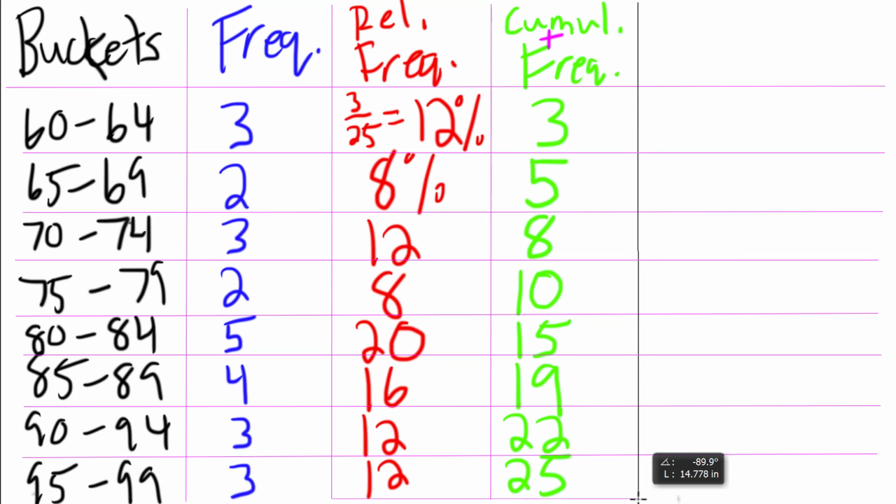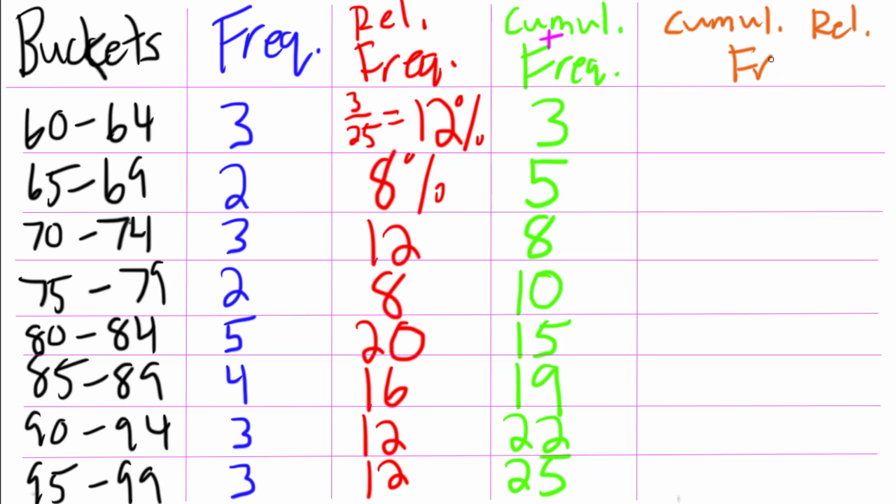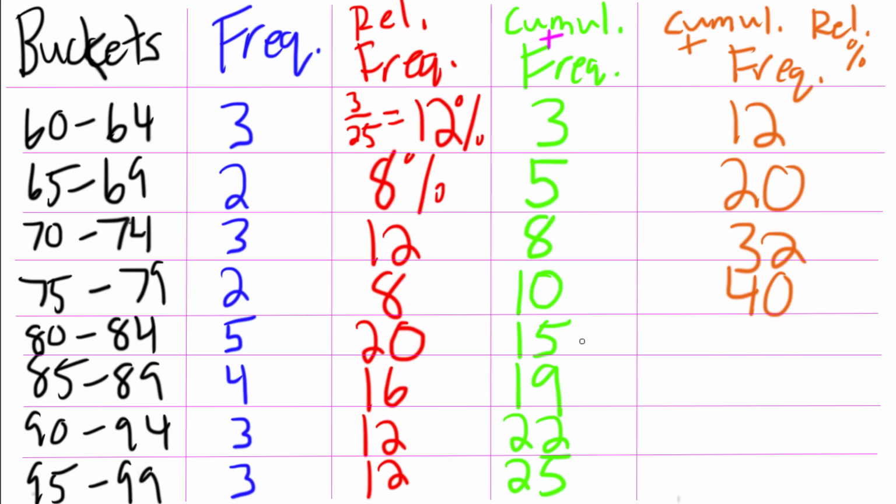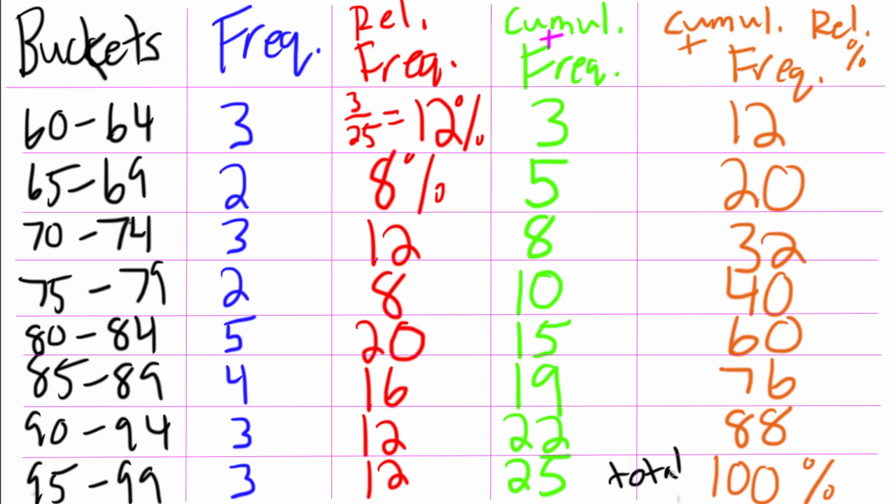And then lastly, we have our cumulative relative frequency. And we're just starting off with the first percentage and then adding the next one. So 12 plus 8 is 20. 20 plus 12 is 32. 32 plus 8 is 40, and so on and so forth. Your final percentage should be 100% once you've added them. And that's all you need to make your graph.